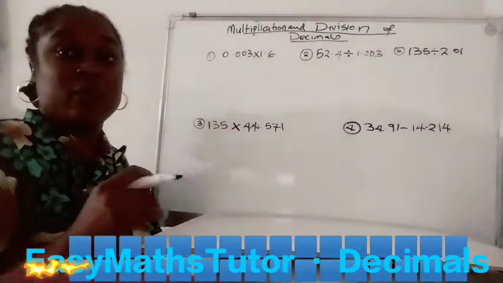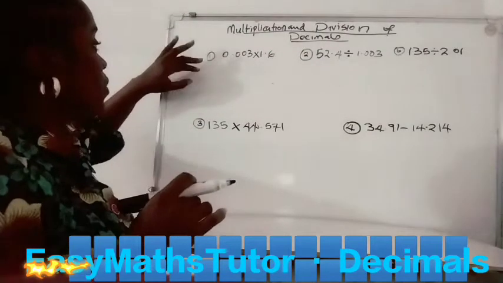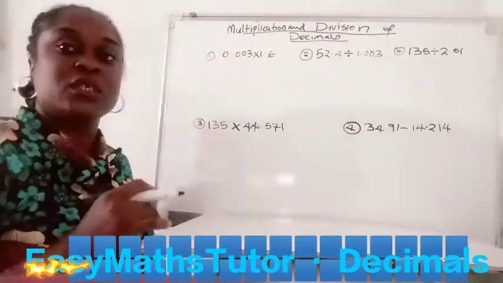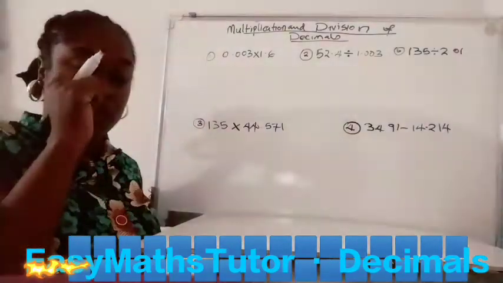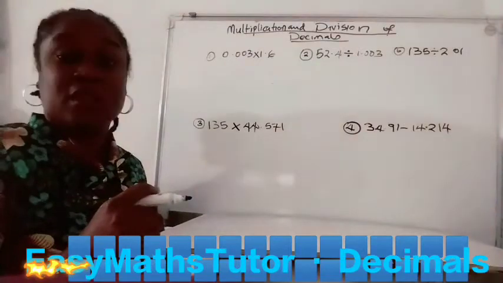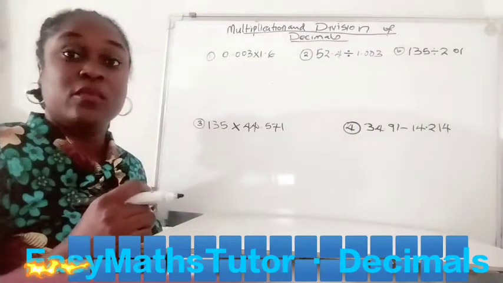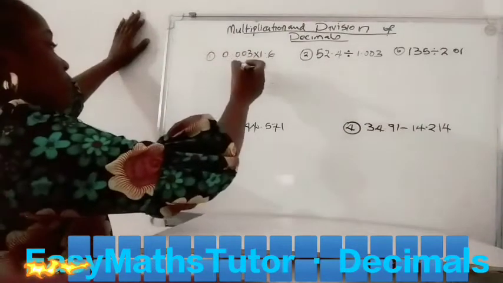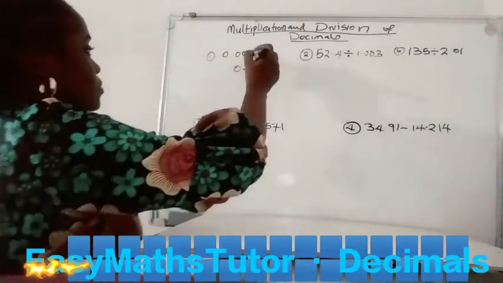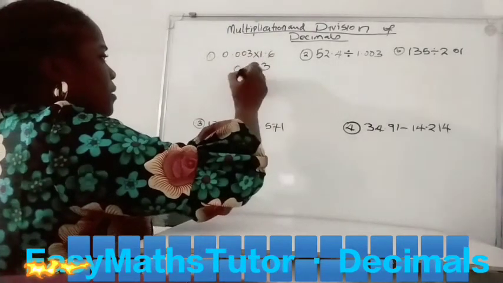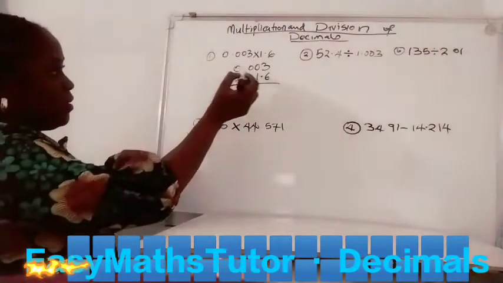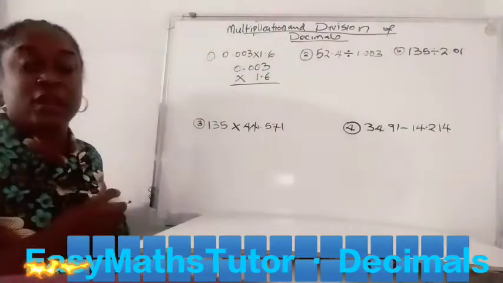Okay, so we have some problems outlined here already. The first one is multiply 0.003 times 1.6. Watch carefully the way I write it down. It's not the same method we write down for addition and subtraction. Multiplication and division have a different way of being written down. So we'll say 0.003 times 1.6. It's going to be written as a square regardless of the decimal points.